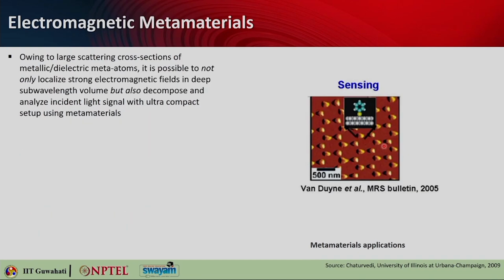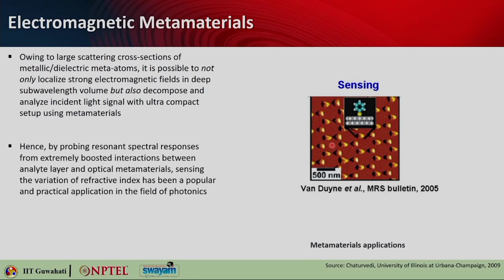Next application would be in the field of sensing. As you can understand, if you are able to focus electromagnetic waves in a very small volume, you should also be able to probe the trace amount of molecules present on that particular surface. And when you think of metamaterials made of resonating elements, this resonance also depends on the surrounding materials, so they can also be used for sensing the change in refractive index of a material. So that can be used for sensing kind of applications.